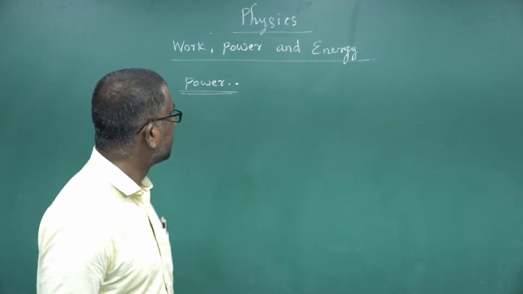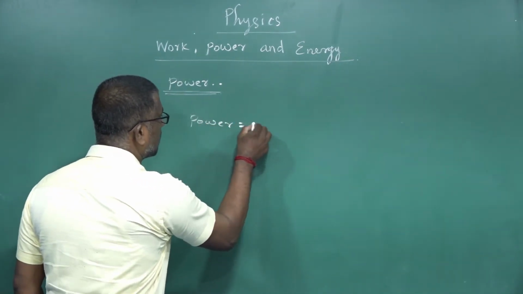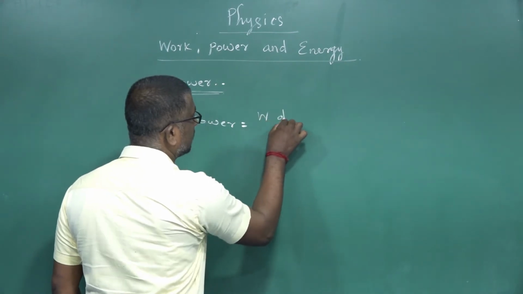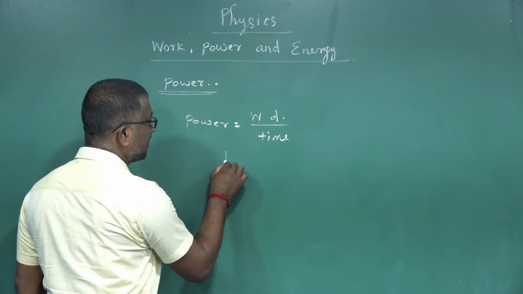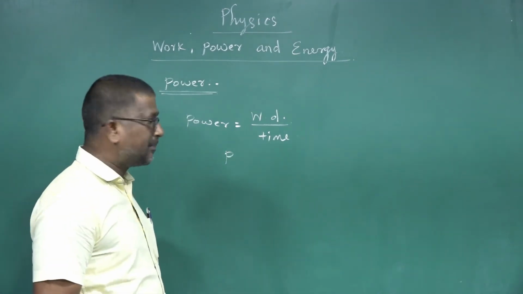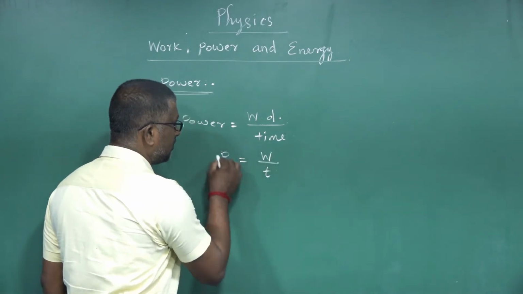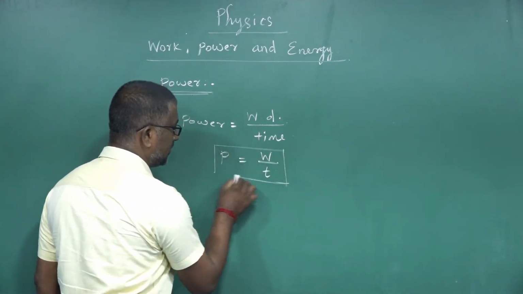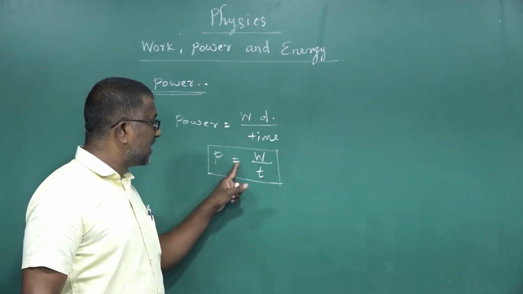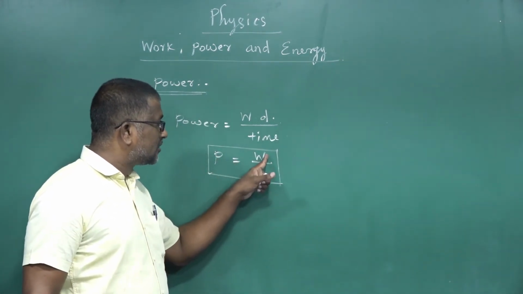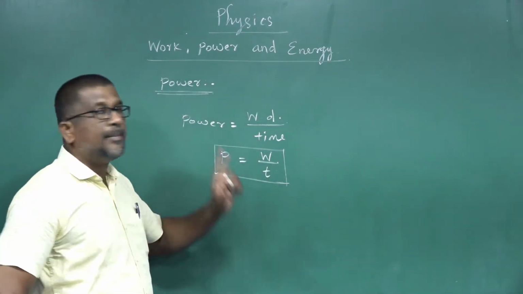So power is given by the formula work done divided by time taken. Power is denoted by the letter P. It is given by the formula P is equal to W divided by T, that is work done divided by time taken. The rate of doing work is called power.